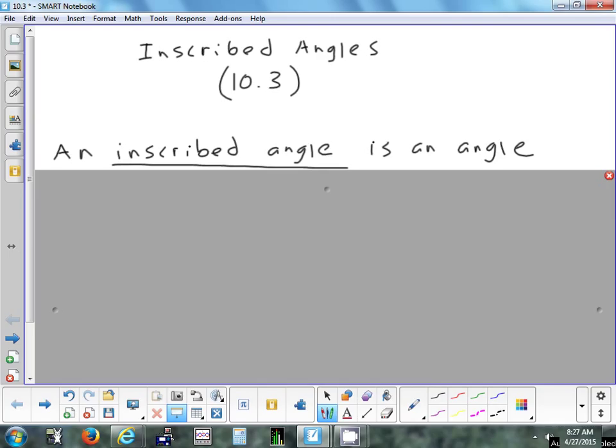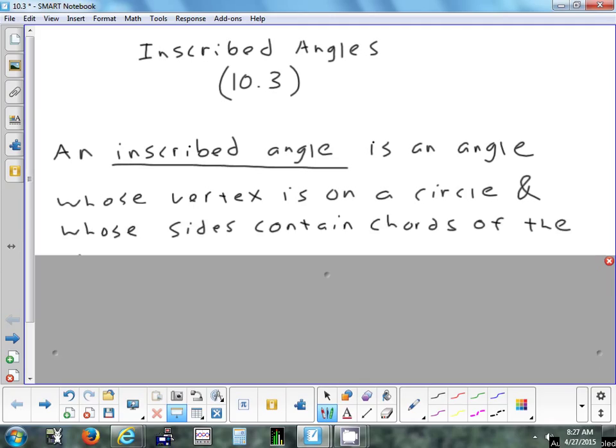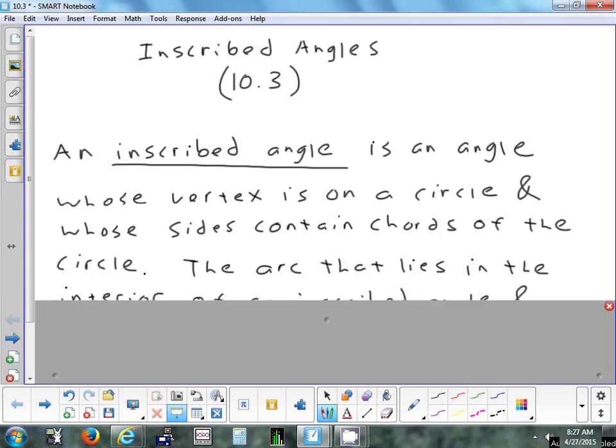Okay, inscribed angles. Inscribed angles basically have to do with drawing something inside of a circle, whether it's just an angle or an entire polygon. Okay, we're going to look at both. So basically, an inscribed angle is an angle whose vertex is on the edge of the circle, and the sides of the angle are chords.